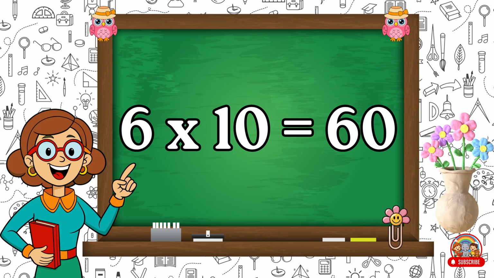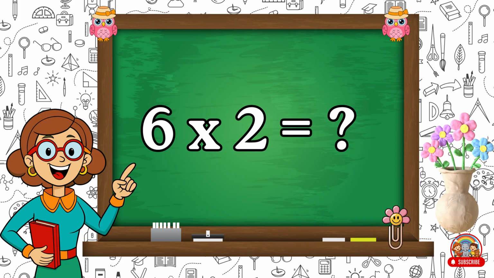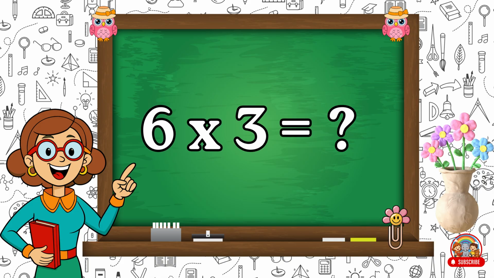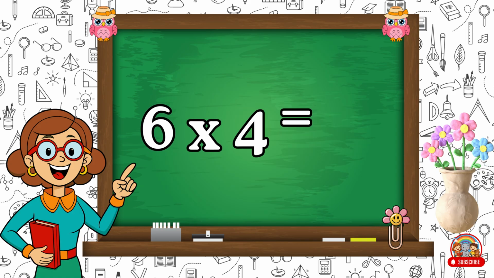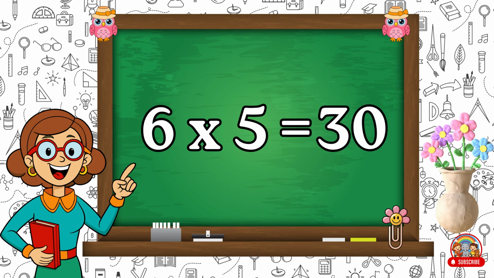So tell me children, 6 ones are 6. 6 twos are 12. 6 threes are 18. 6 fours are 24. 6 fives are 30. Learning number is so easy.